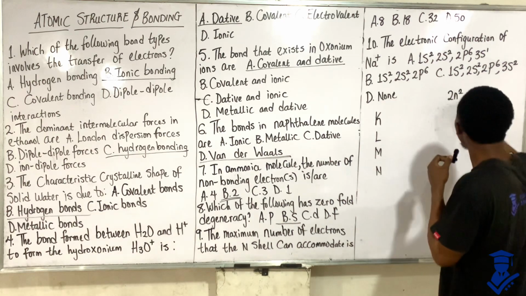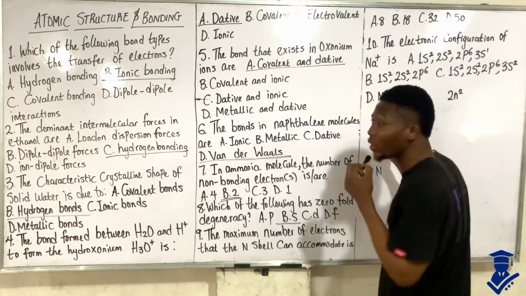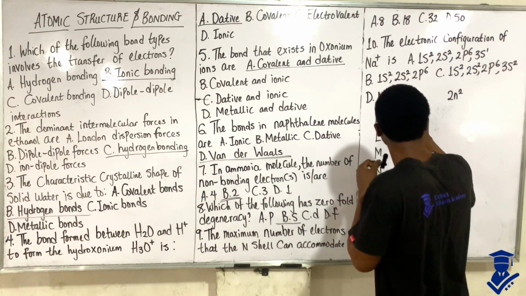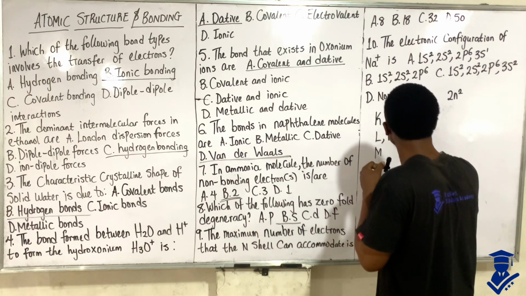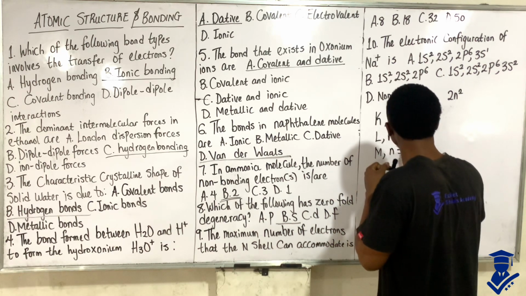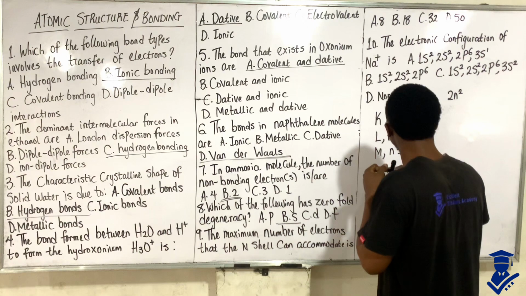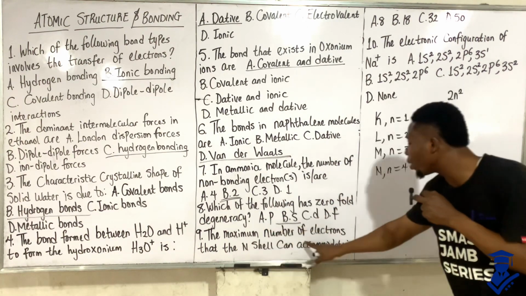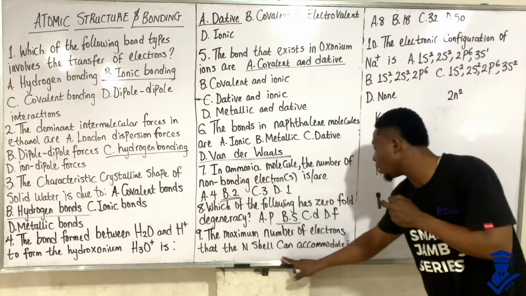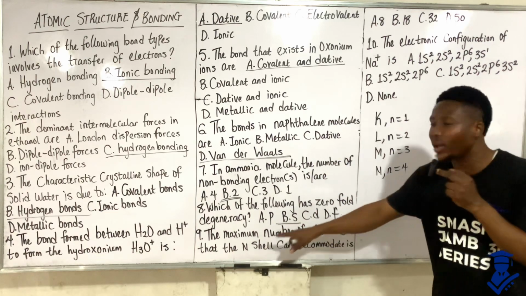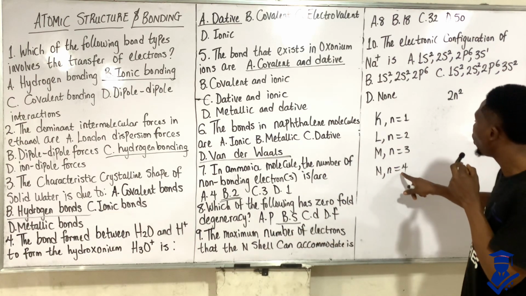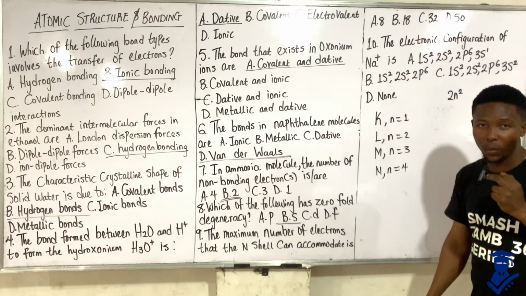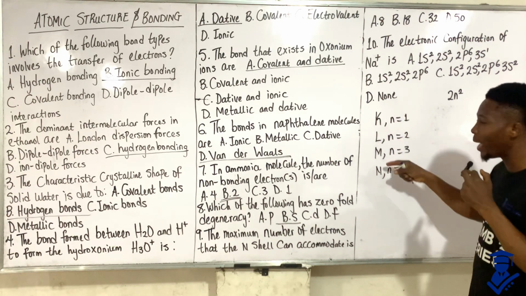So for K, you have n is equal to 1. For L, you have n is equal to 2. And for M, you have n is equal to 3. And then for N, you have n is equal to 4. And they're asking us the maximum number of electrons that the N shell can accommodate. Now when we're looking at the N shell, we have n is equal to 4. All right. K, L, M, N.